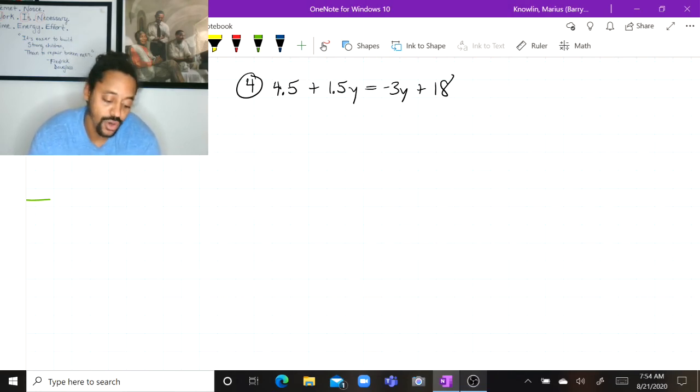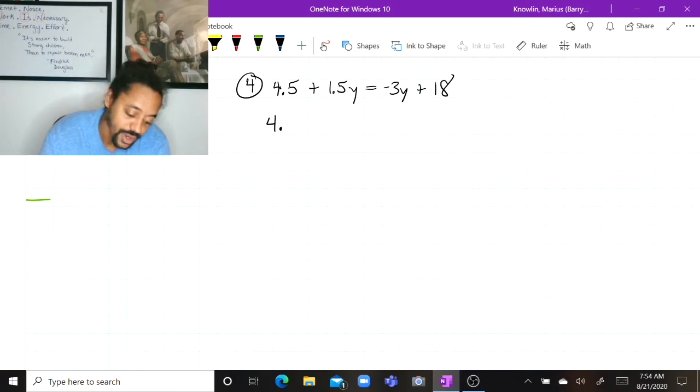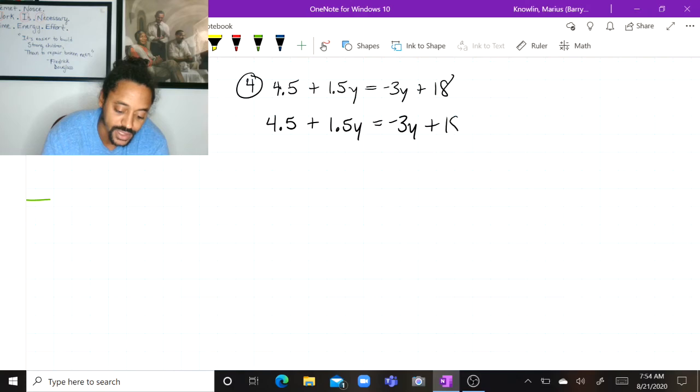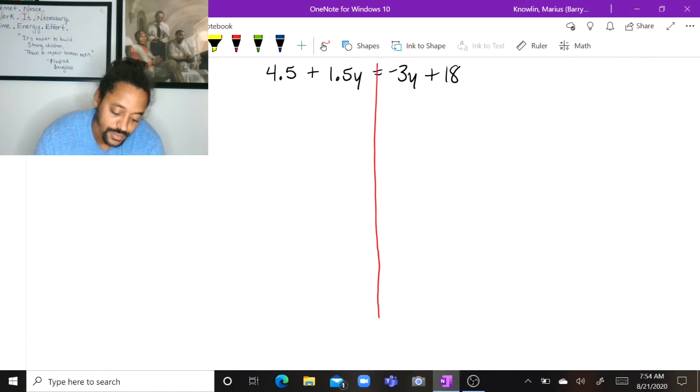All right, let's take a look at our last and final problem for this lesson. It's number 4. And we have decimals this time. So I'm going to go ahead and rewrite it. 4.5 plus 1.5y equals negative 3y plus 18. First thing we always want to do is split our equation into 2 parts. Okay. Next, we want to go ahead and combine our like terms.